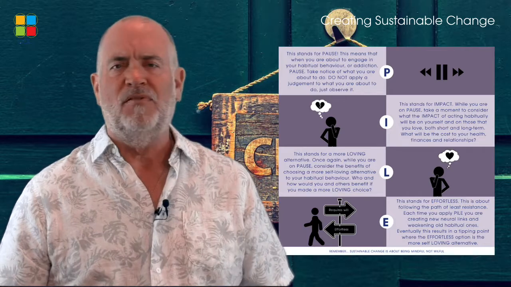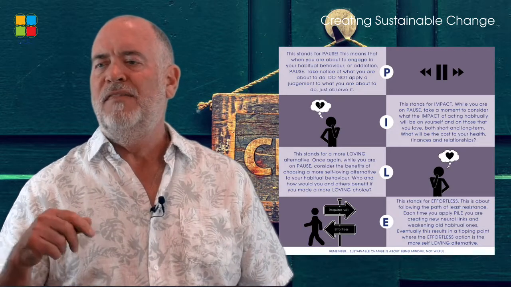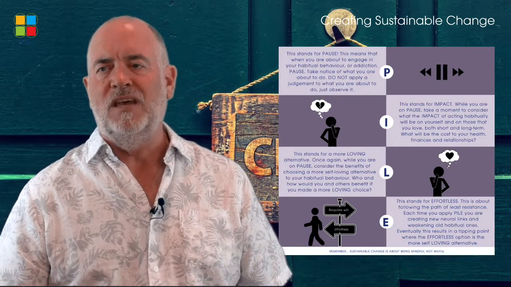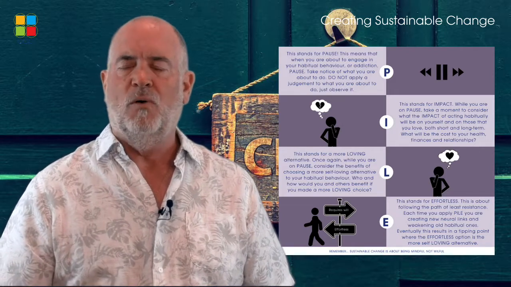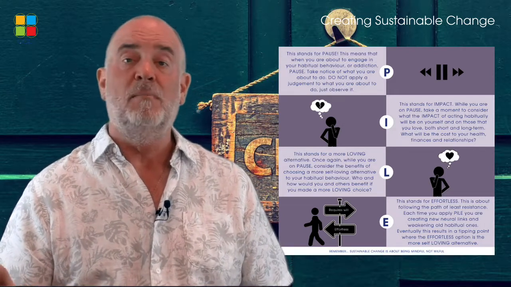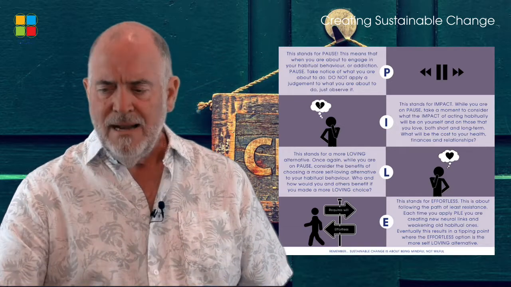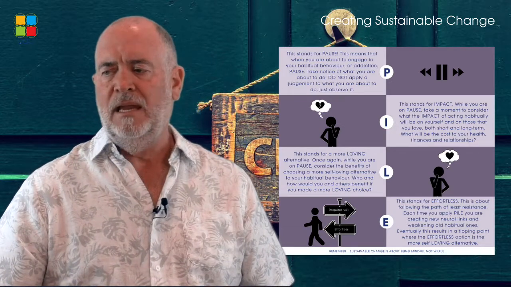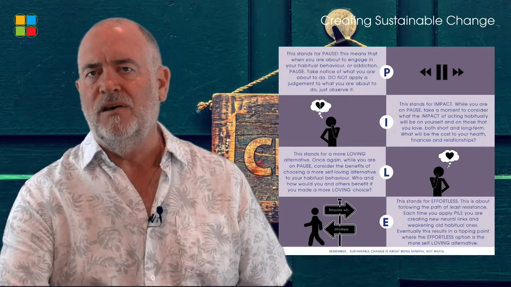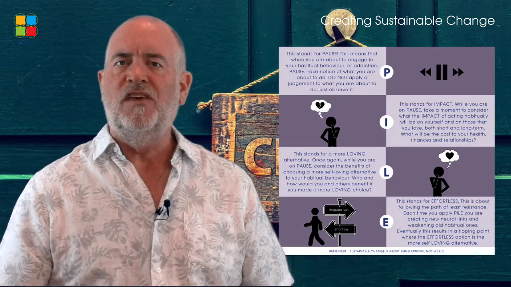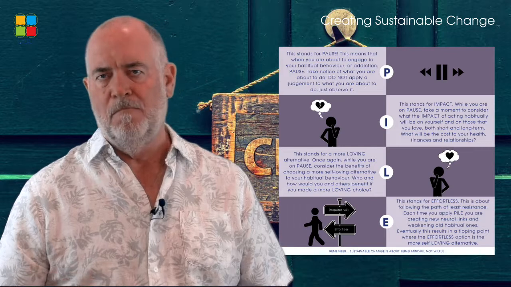Now, they're just a couple of suggestions, but the loving option is when we see an alternative to what's going on in a way that's going to be better serving to us and to other people. Now, the fourth step in PILE is counterintuitive, because it's the effortless option.